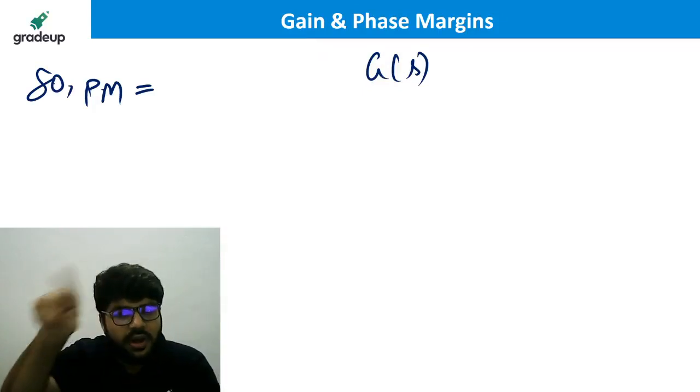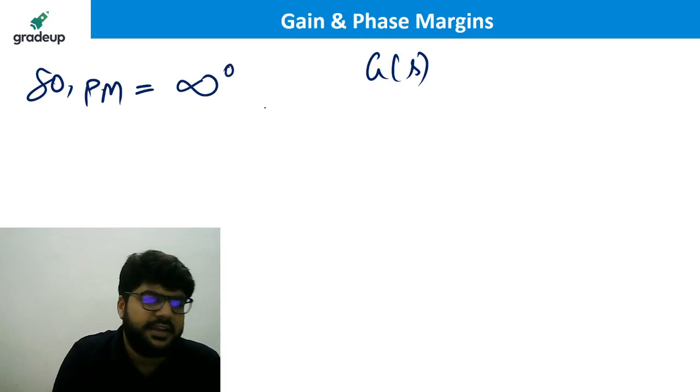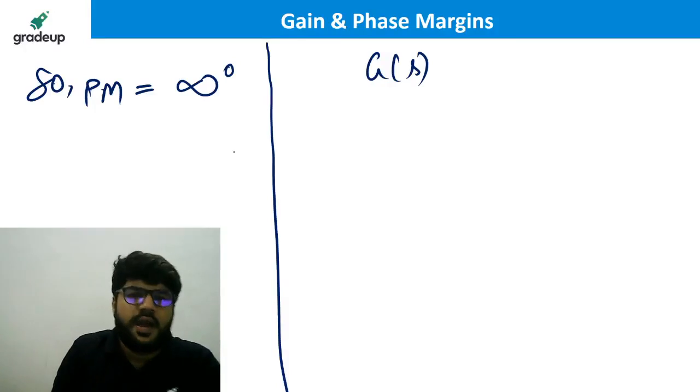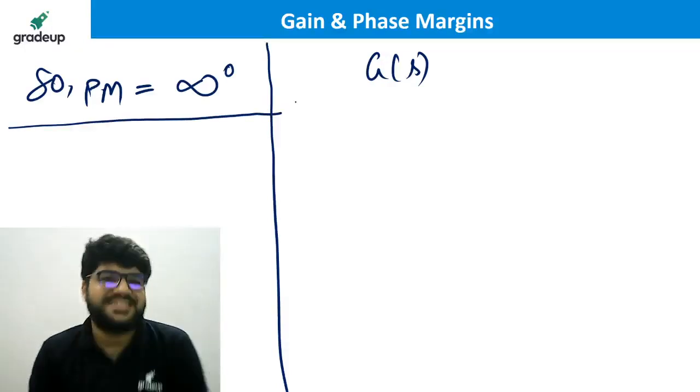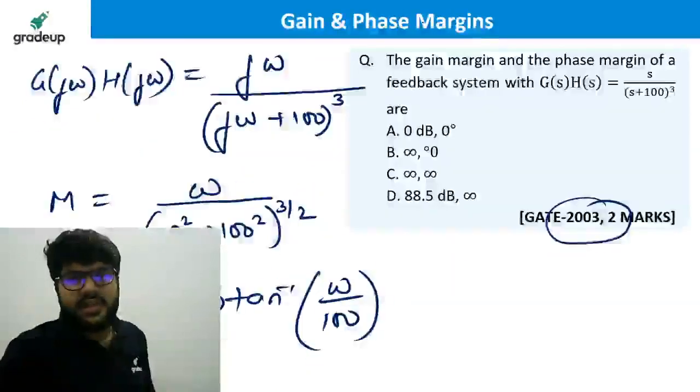That means it is already rotating inside the unit circle, and phase margin will be infinite degree. Change the phase as much as you want. How much you want, you can change it. Phase margin is infinity. Now, what is the question given?